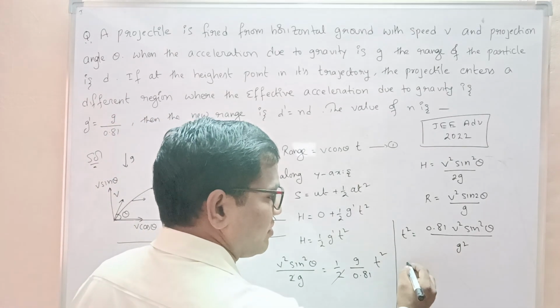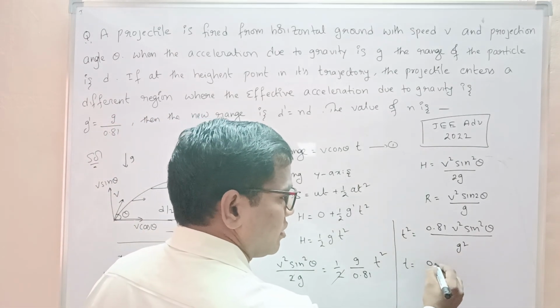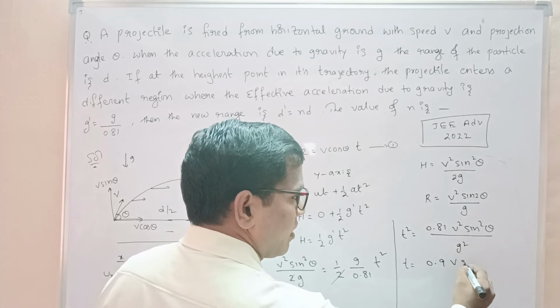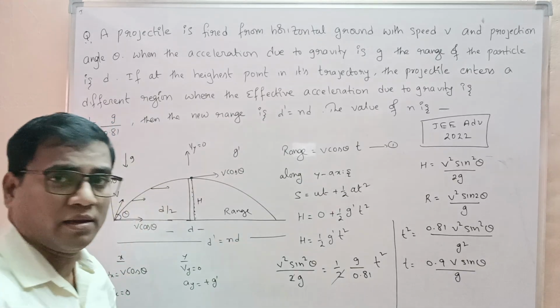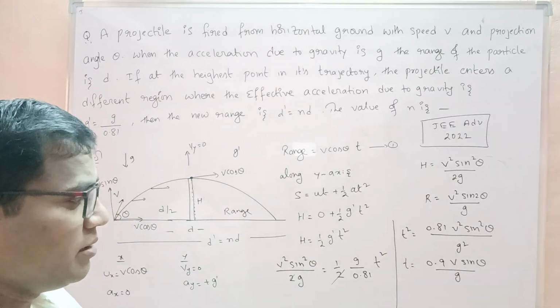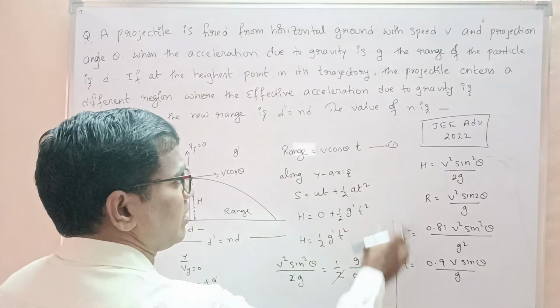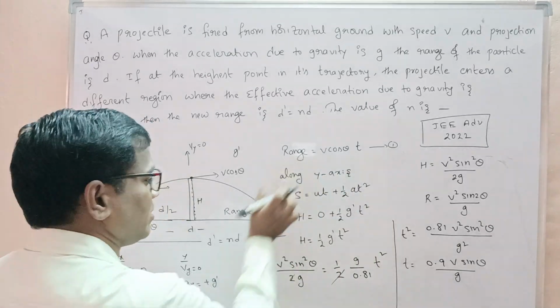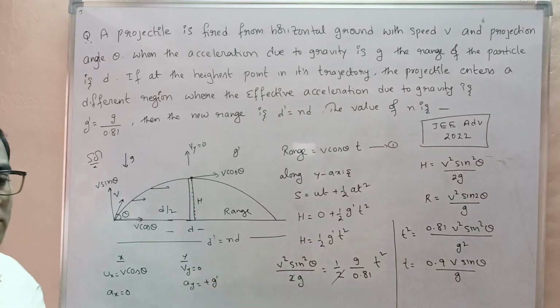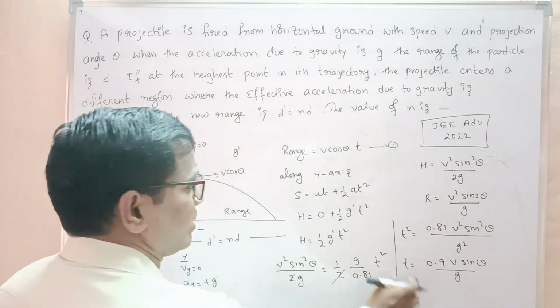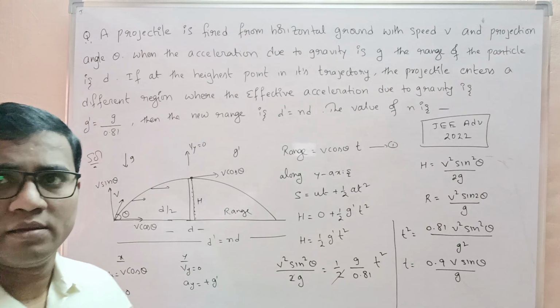Now we can find the t value easily. t is equal to 0.9 v sin theta by g. I will substitute the t value to get the range, and then compare it with nd, so I will get the equation. I will erase and write.